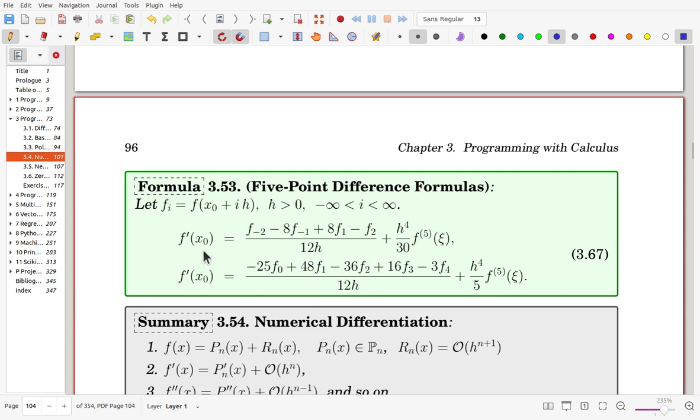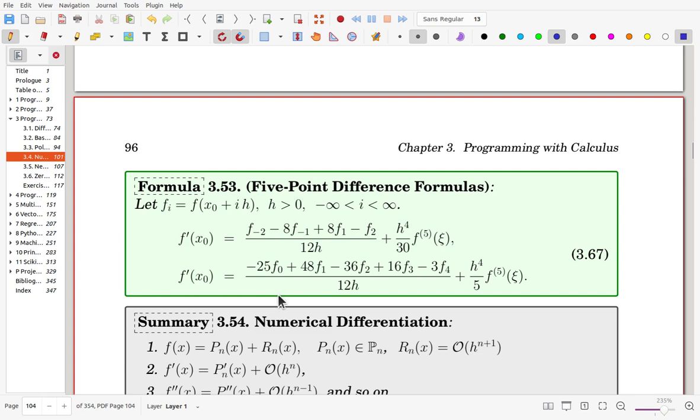That is now x0 is the midpoint, and f sub minus 2 means f at x0 minus 2h. And f sub minus 1 means f at x0 minus h. There is f at x0 plus h. There's f at x0 plus 2h. So yeah, this is a 5-point formula, and x0 is the midpoint. So this is the midpoint formula, and the error is fourth order.